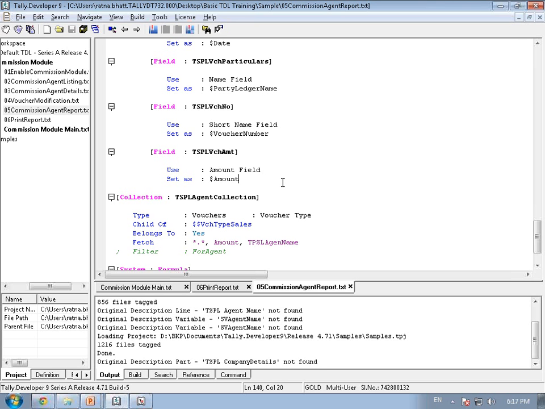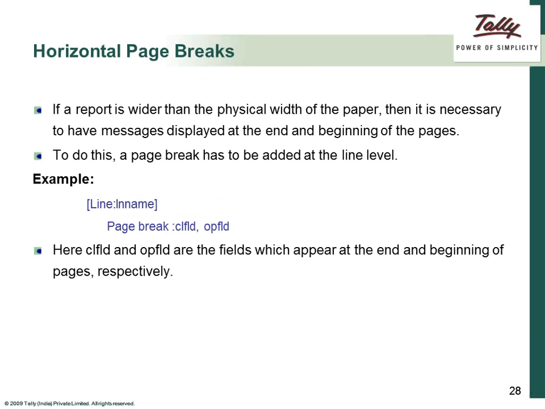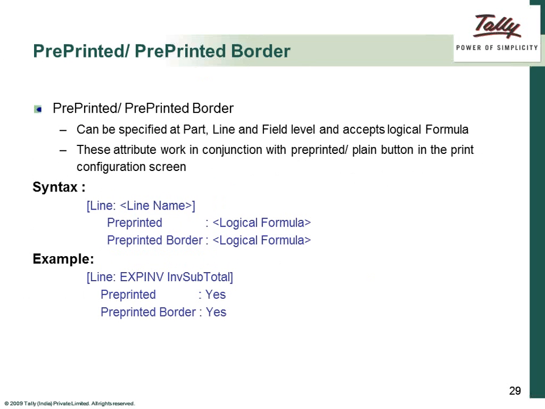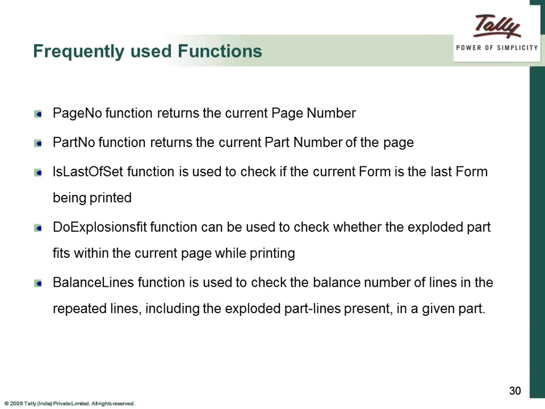Optional things, you can provide options to it. So there are certain frequently used attributes at the next page that we can use, such as line, that we can check whether it is exploded or not, and all those things can be checked. Whether pre-printed borders are there or not. If pre-printed borders are there, then you can say it's pre-printed borders. So what will happen is if your report has borders, it will remove the border.